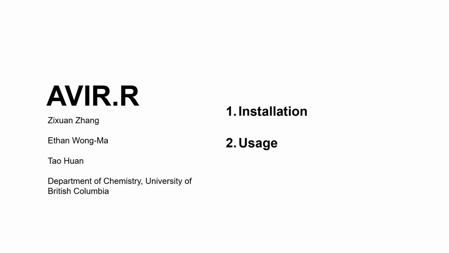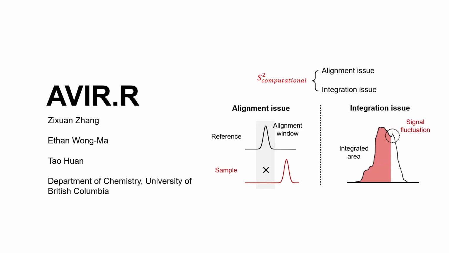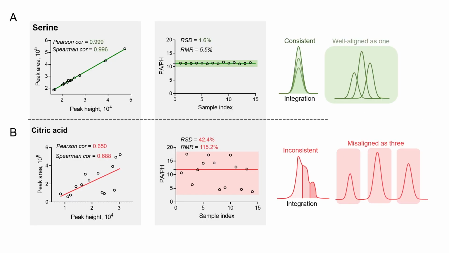AVIR, software developed by Zixuan Zhang. Often when processing metabolic features, computational problems with integration of chromatographic peaks, as well as misaligned features can occur, reducing precision in quantitative analysis of untargeted metabolomics. AVIR aims to detect these peak integration and alignment issues, automatically recognizing features with problems caused by metabolomic data processing with high accuracy. Using peak intensity in the form of peak area and peak height, AVIR uses a support vector machine model to predict if computational variation exists in features.